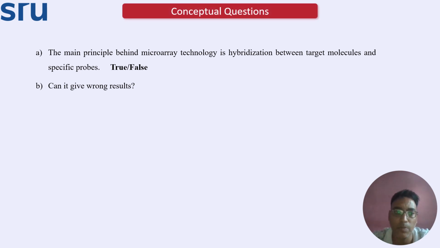The main principle behind microarray technology is hybridization between target molecules and specific probes. True or false? Yes, this is indeed true. The major principle behind microarray technology is hybridization only. Whatever the probe I'm fitting there, until the samples, the different targets, bind properly, I can never get the results. Even if some genes are expressed properly, I cannot quantify until the hybridization is properly there.